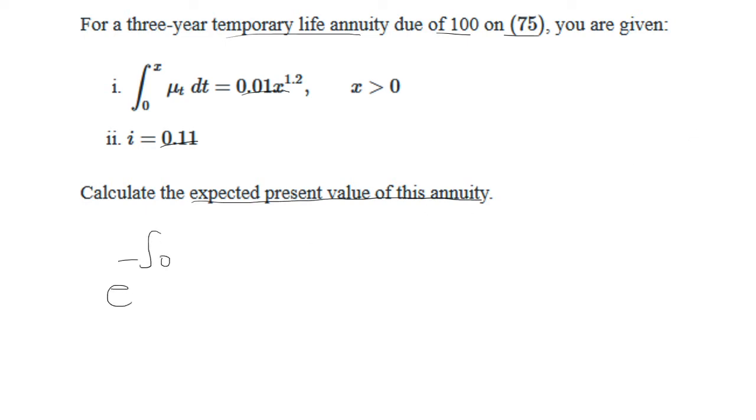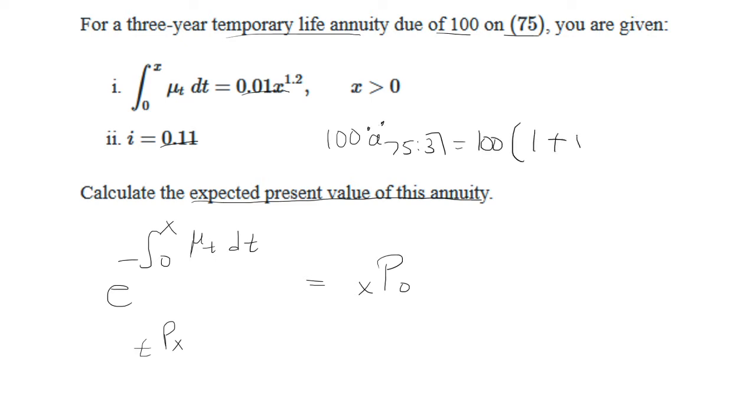If we look at e to the negative integral from 0 to x of mu t dt, that's the same thing as starting at age 0 and calculating the probability that it will survive x years. But what we want to do is get it in the form of age x surviving t years, because we're looking at an annuity due for 3 years. So that's going to look something like this.